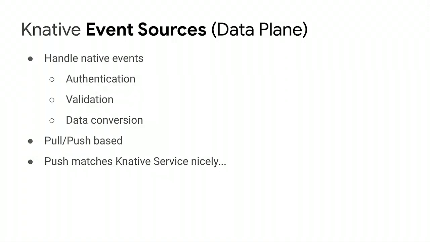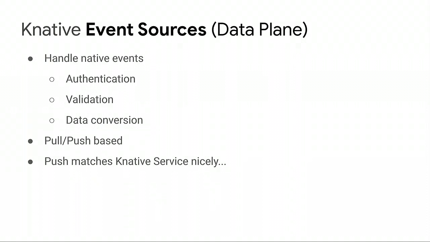They also need to, as I mentioned, deal with the authentication and authorization. Just because somebody sends you an event from the outside world, you want to make sure that it actually is the one that you subscribe to. So that's where the coordination between the control plane of the event source and the data plane needs to happen. And again, there's pull versus push.